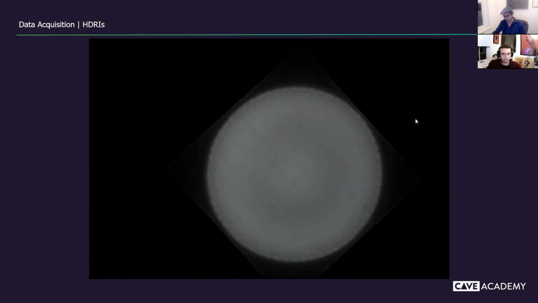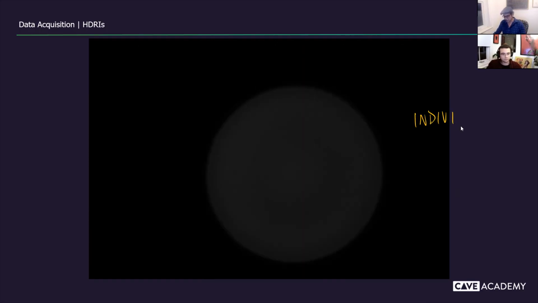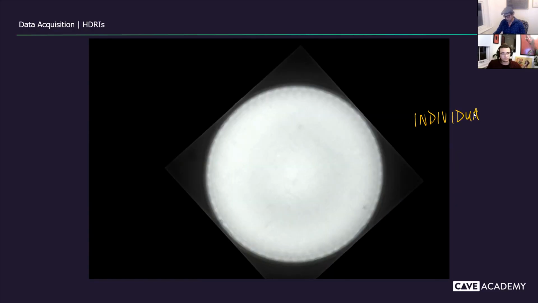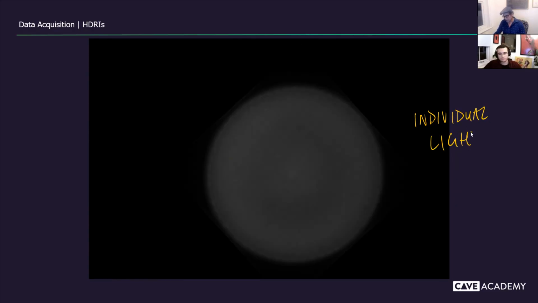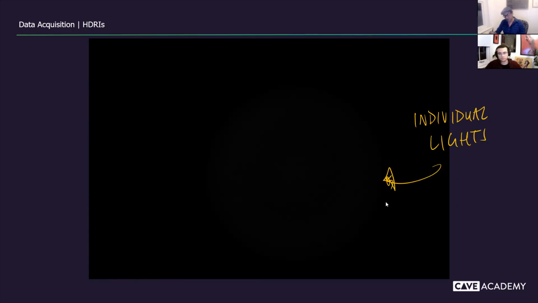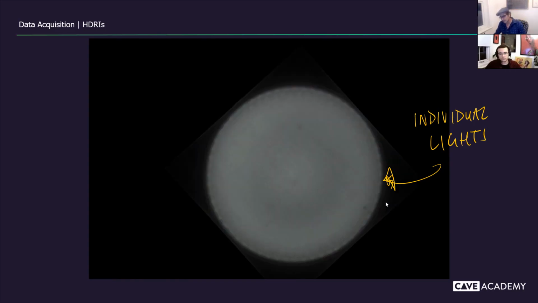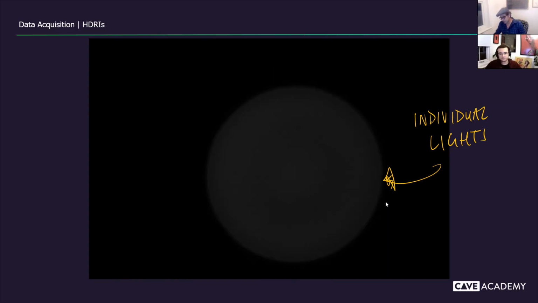Here's an example of an individual light as well. So again, you can map this onto your area lights in Maya. And if you have the gray ball and the chrome ball, you can expose it correctly to line things up.